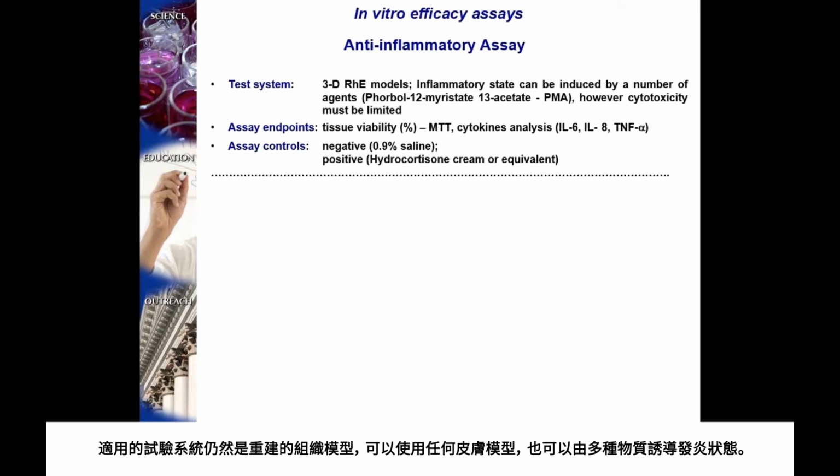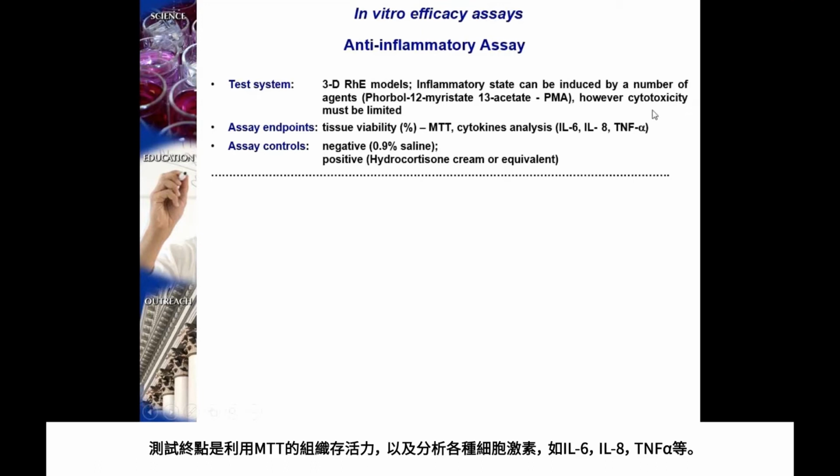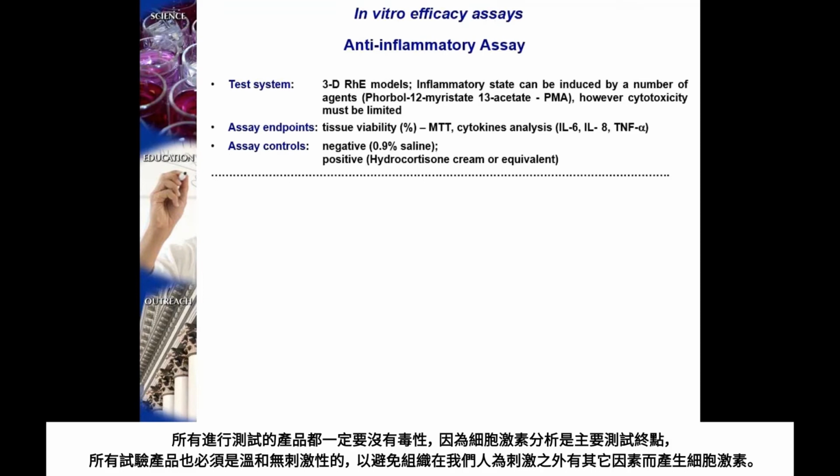The inflammatory state can be induced by a number of agents. However, we have experience working with PMA, and we need to be aware that cytotoxicity of these inducing agents should be low, not to confound the data. The assay endpoints are tissue viability using the MTT endpoint and cytokine analysis using various cytokines, either IL-6, interleukin-8, TNF-alpha, etc. It is very important for the products going into this assay that they are not toxic.